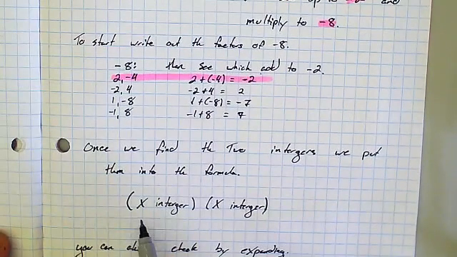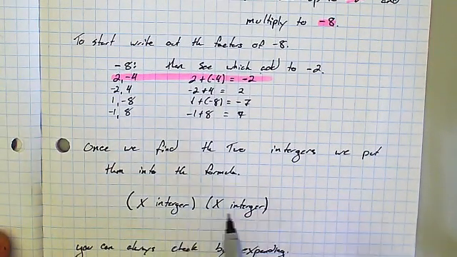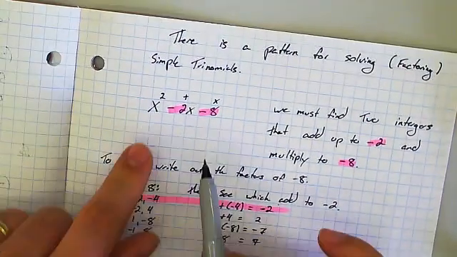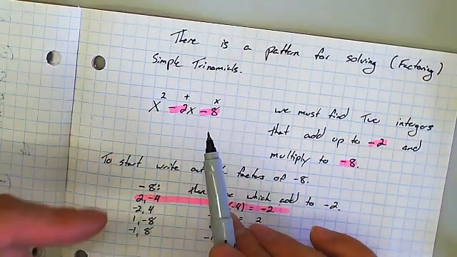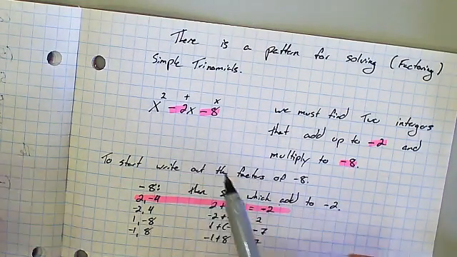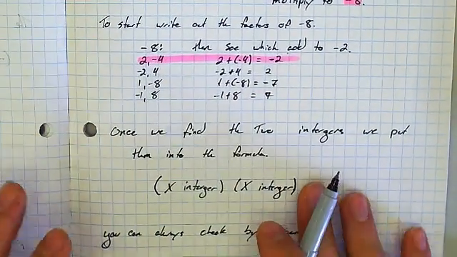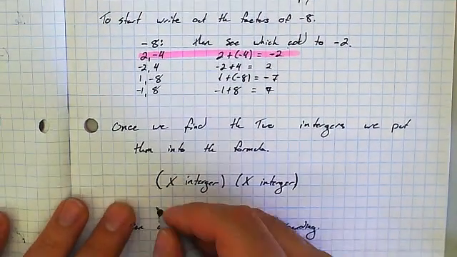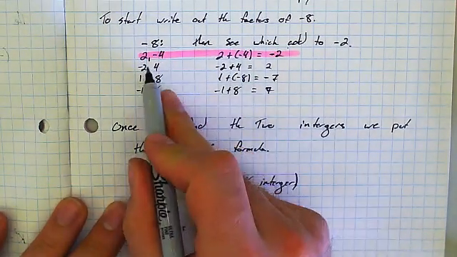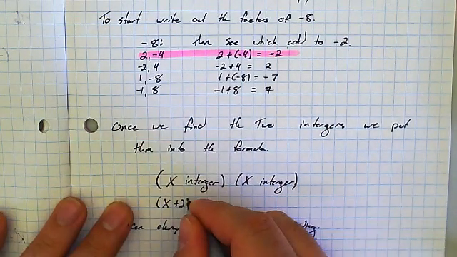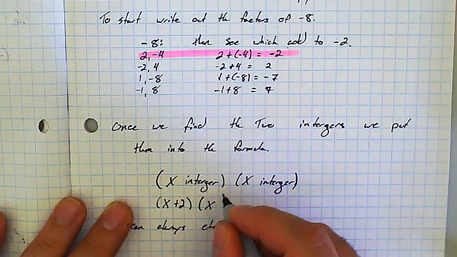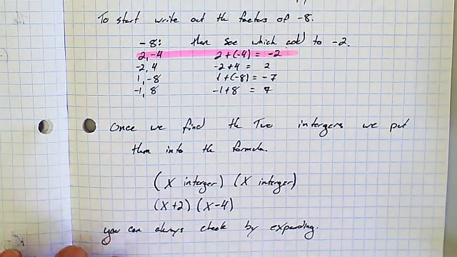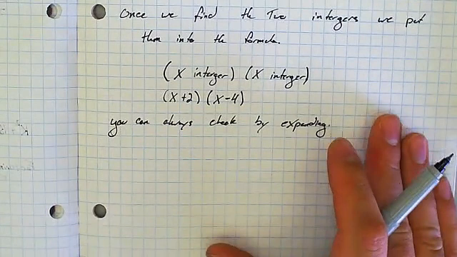We're then going to take those two terms and put them into our formula, which is basically x and one of our integers with x, another one of our integers. Please note the x can change. It's only x because it's x squared minus 2x. If this was like k squared minus 2k, then these would then be k. Just a formality. The nice part is you can always check by expanding. So we're going to take our first integer, we're going to go x, and I'm going to go positive 2 times x, and our second integer, which was negative 4.